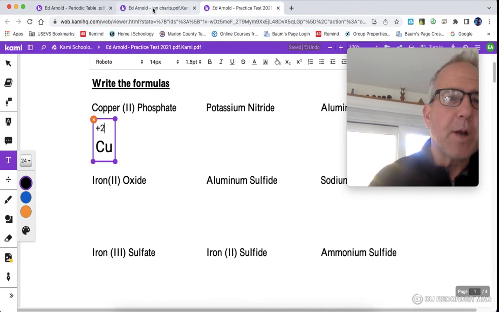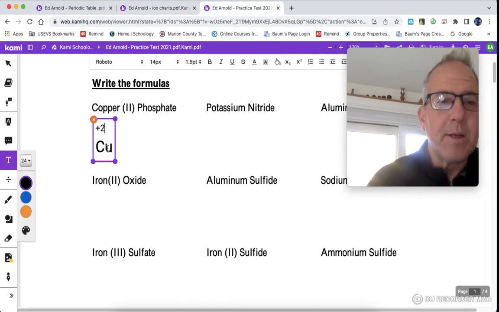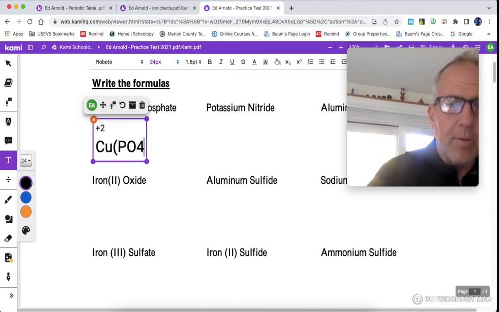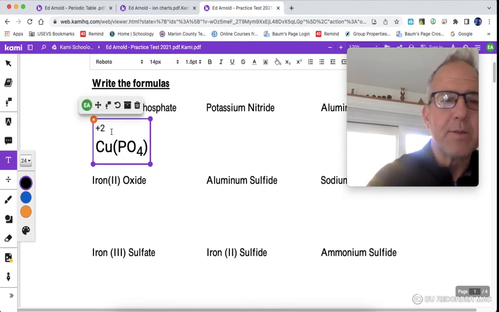So you go into your ion chart, and you find phosphate in the polyatomic ion table right there, PO4 minus 3. So I'm going to go back to that, and I'm going to put in parentheses, because we write our polyatomic ions in parentheses, PO4. Make that a subscript, and then that's plus 3.